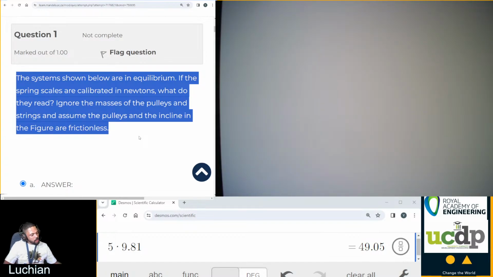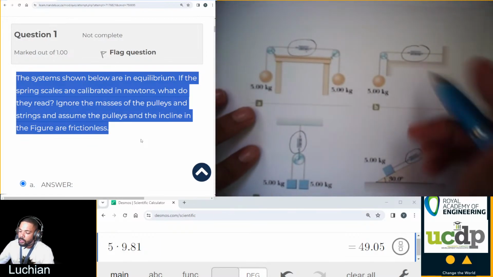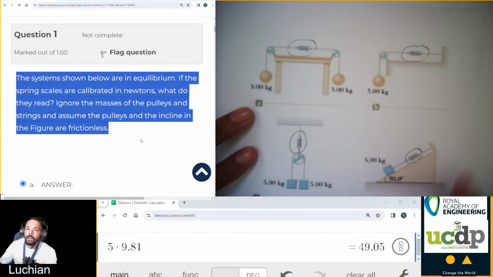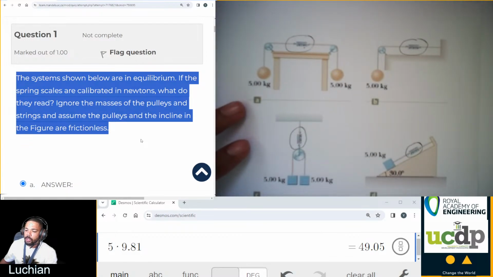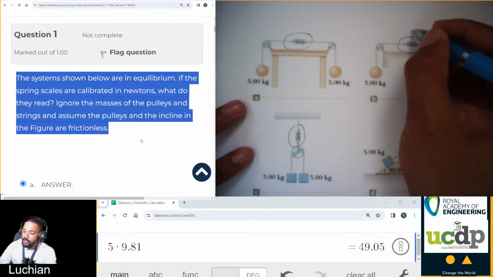Now we go for number B. Okay, B. B is this setup here. Okay, we need to work out the measurements on that scale there.